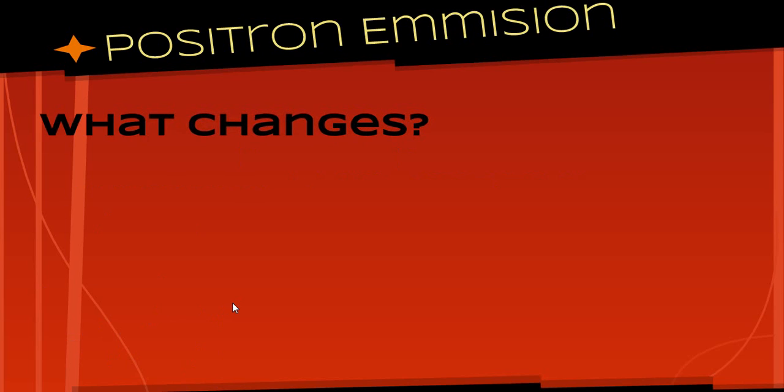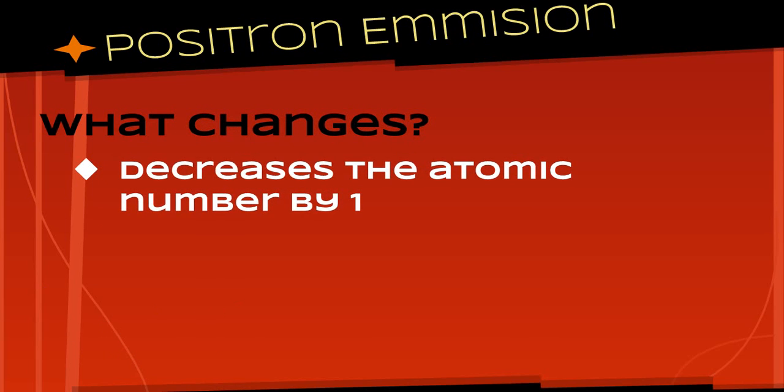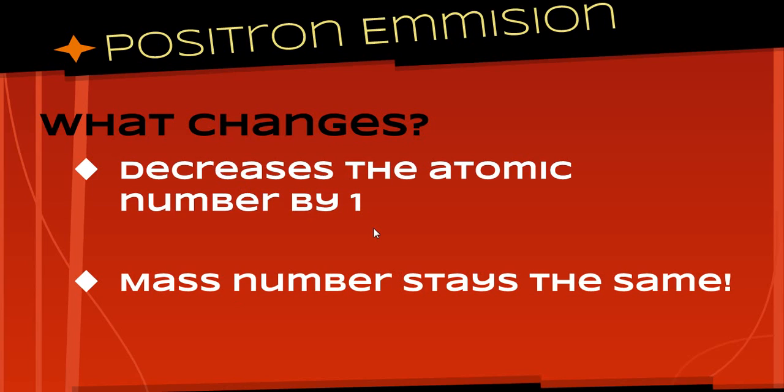What's going to change? Well, because we're going to be changing a proton into a neutron, we're going to decrease the atomic number by 1. Once again, the mass number is going to stay the same, just like it did in beta decay. Because if you had the 5 protons, 5 neutrons example, that's going to equal a mass number of 10. And now if we have 4 protons and 6 neutrons, that's also going to equal 10.